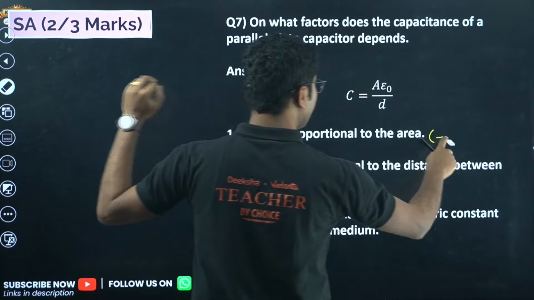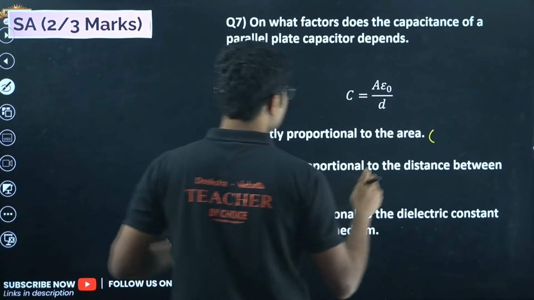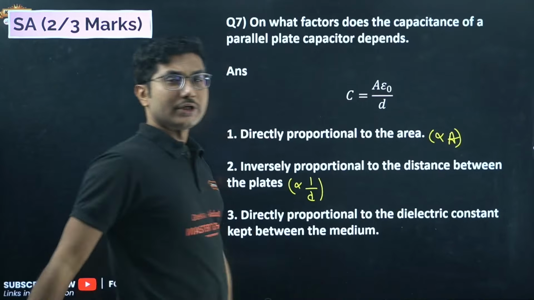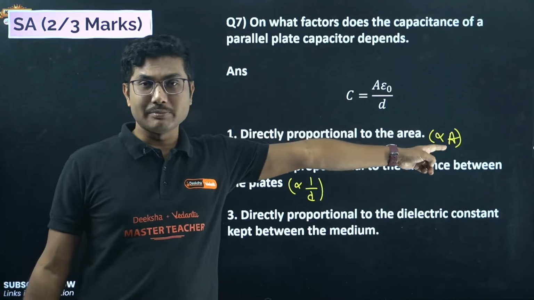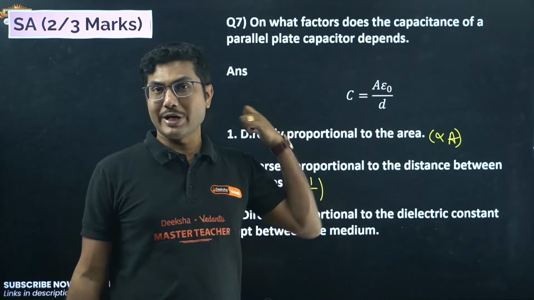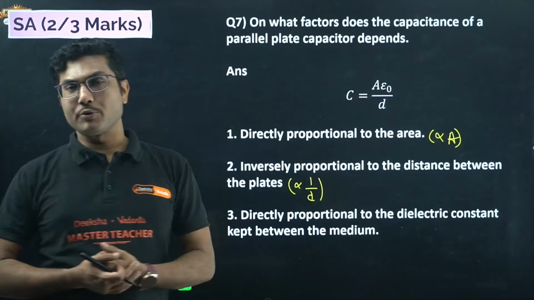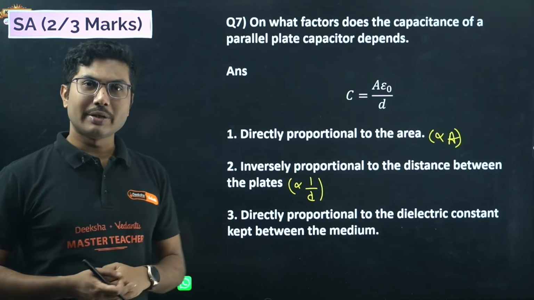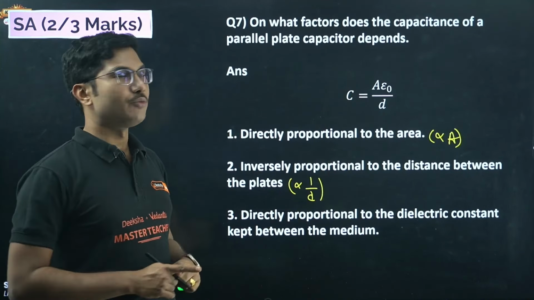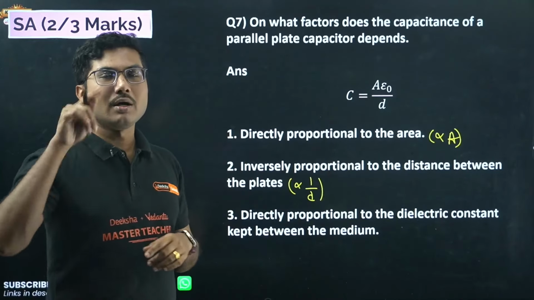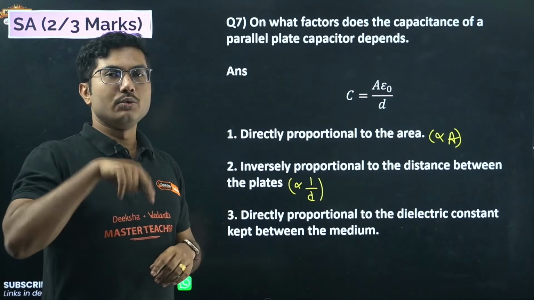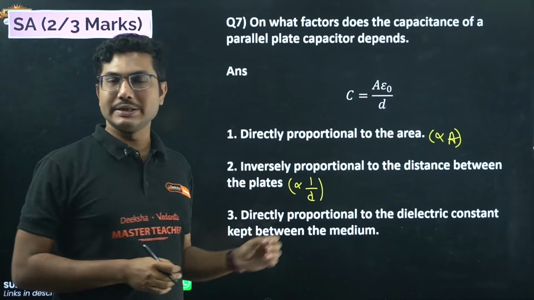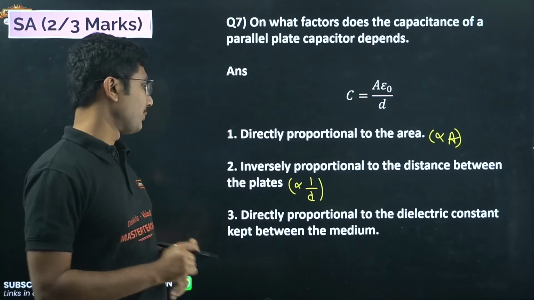Try to write it in words, do not just write in symbols. If you are writing in symbols, you have to explain the symbols. If you write proportional to A, then you have to explain A refers to area. If you write proportional to 1 by D, then you have to mention D represents the distance between the plates. So you have to be careful. I have seen students write just proportional to A, proportional to 1 by D. Don't do that. You have to mention what A is and what D is, otherwise marks will be deducted.